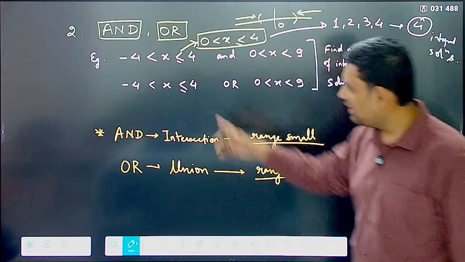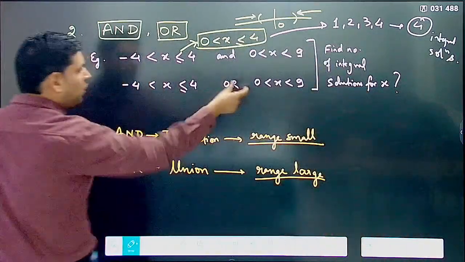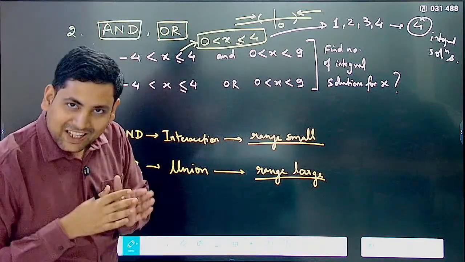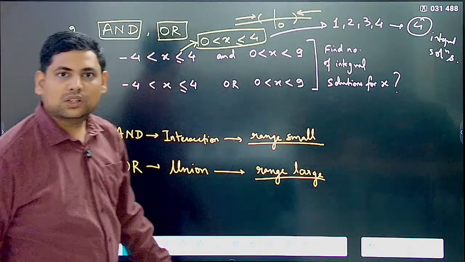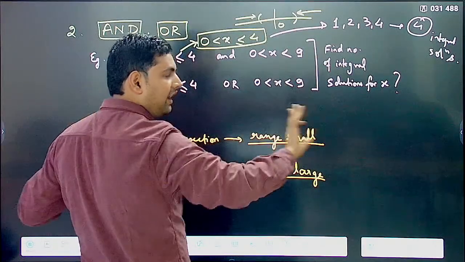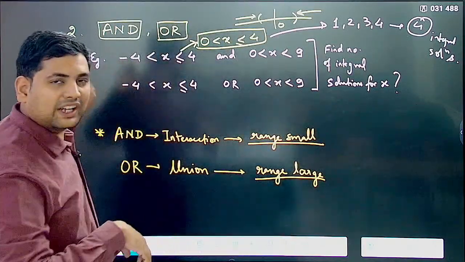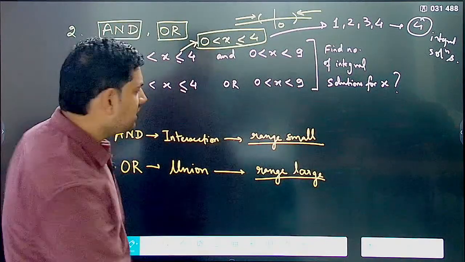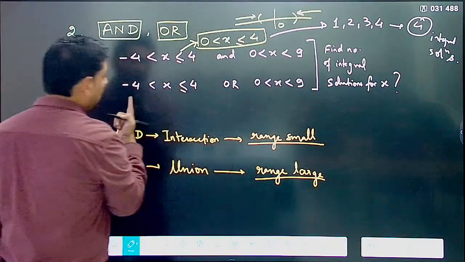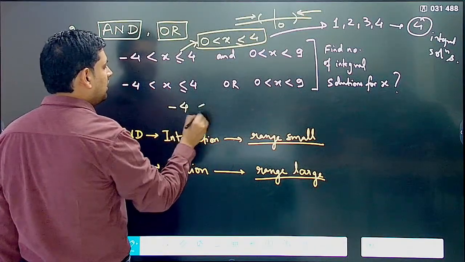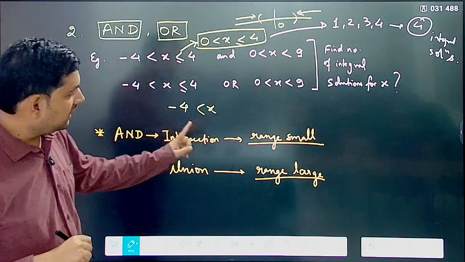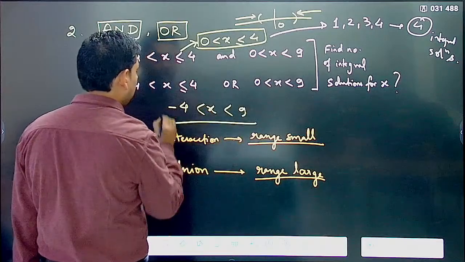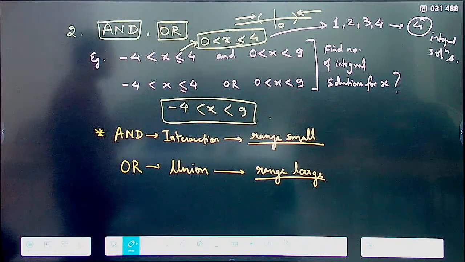Now, similarly, let's try for this also. Now it says this or this. So what will you try to do? You will try to make the range as large as possible. So that means you will move away as far as you can go in the negative direction, and as far as you can go in the positive direction while following both of these conditions. Let's see how far you can go in the negative direction. -4 greater than x is greater than -4. How far can you go in the positive direction? 9. So this is the entire range.